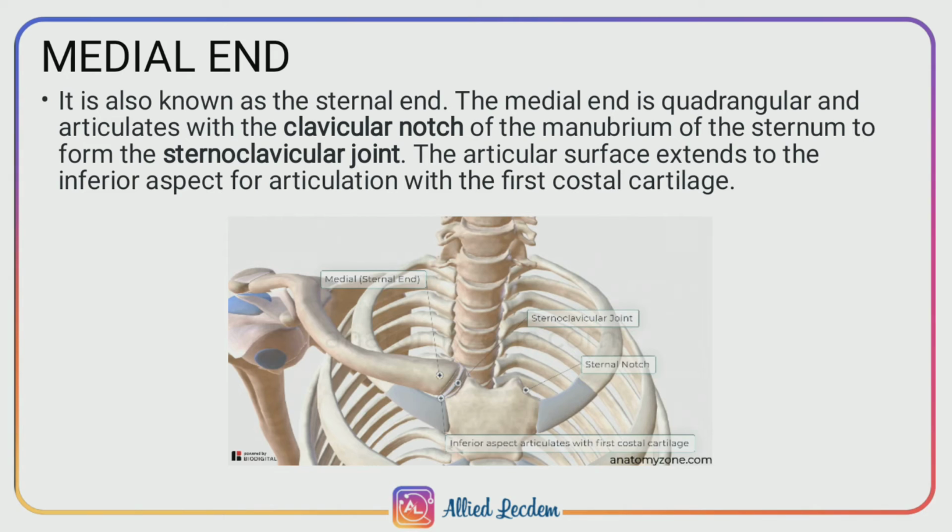Next is the medial end. Medial end is also known as the sternal end because it articulates with the clavicular notch of the manubrium of the sternum to form the sternoclavicular joint. And this articular surface extends to the inferior aspect for articulation with the first costal cartilage.